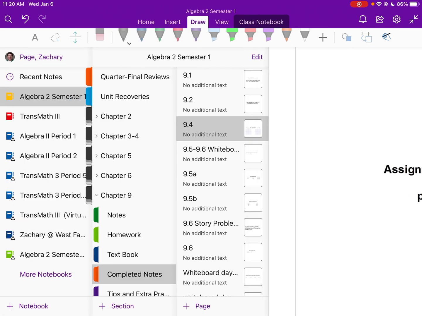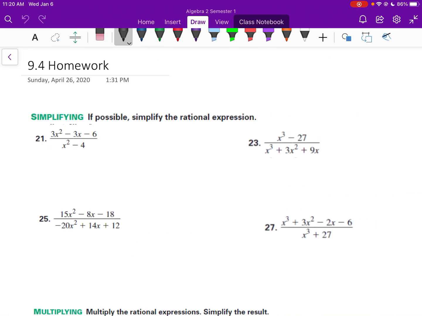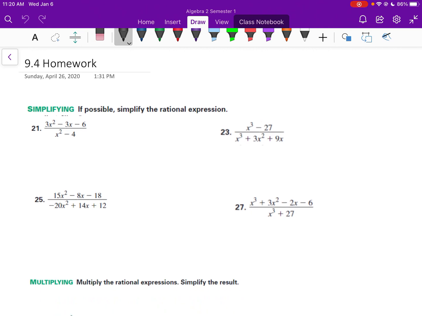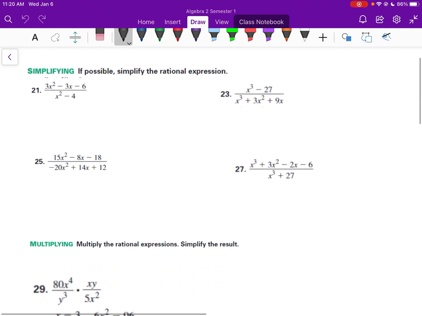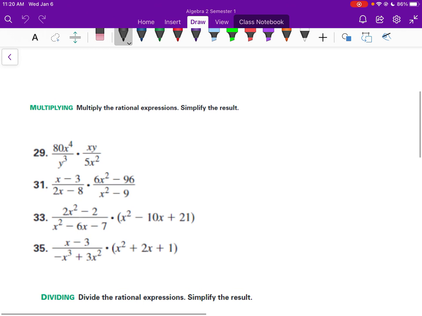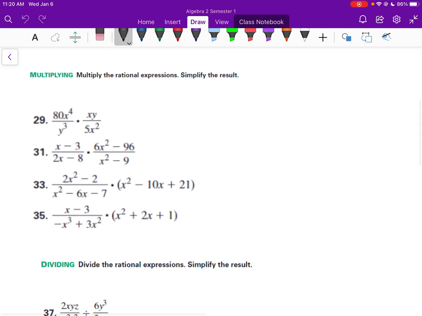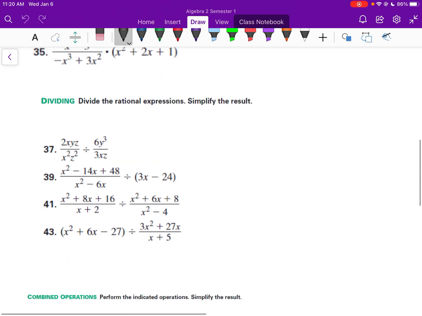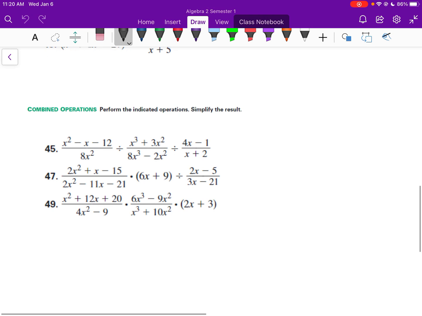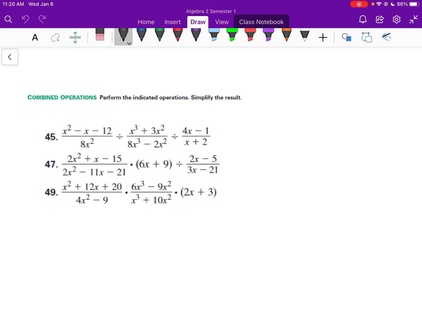Your homework for this lesson, 9.4 homework. Okay, simplify if possible. So again, factor, multiply the rational expressions. Okay, again, factor, multiply them out, simplify any common factors. Same thing there, division, multiply by the reciprocal, and then just like that last one we did where we have multiple operations within that. Okay, so if you have any questions, make sure you let me know.